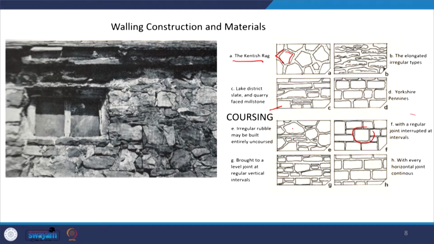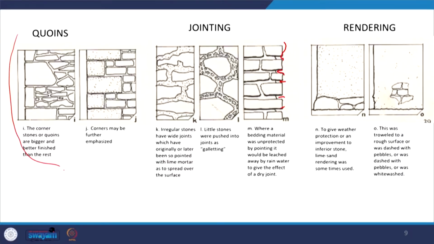Whether it is random rubble masonry or coursed rubble masonry, the type of coursing matters, especially at the corners, which we find in many places, where the corner stones or quoins are much bigger in size, because that gives more stability and a better finish, and the corners are emphasized. Similarly, in jointing, irregular stones have very wide joints which can be pointed with lime mortar or spread over the surface.